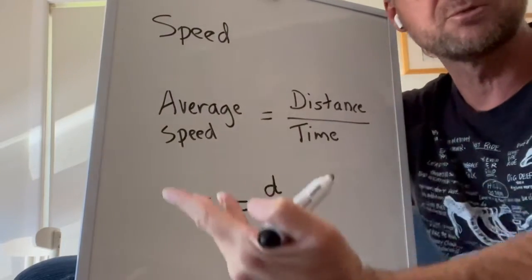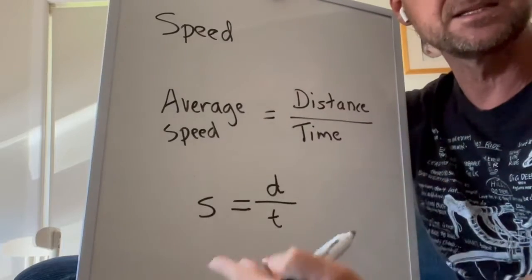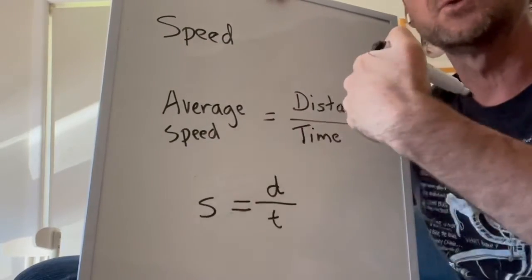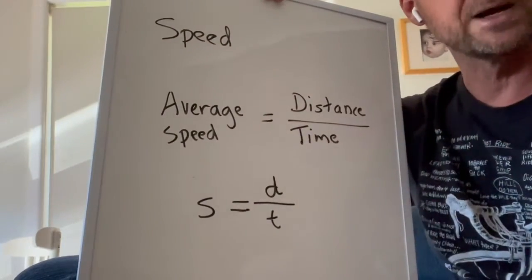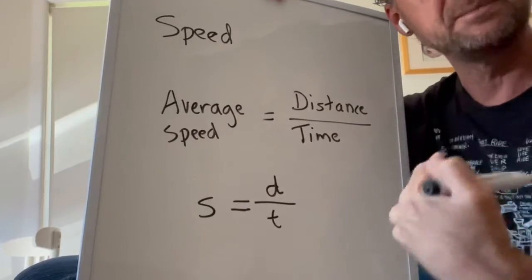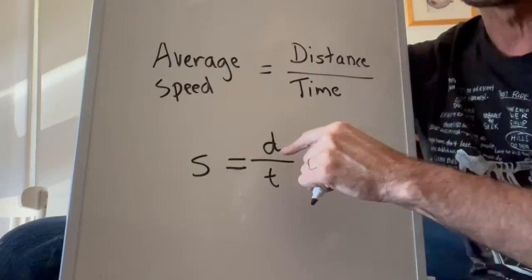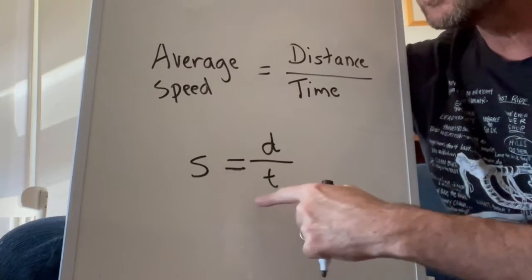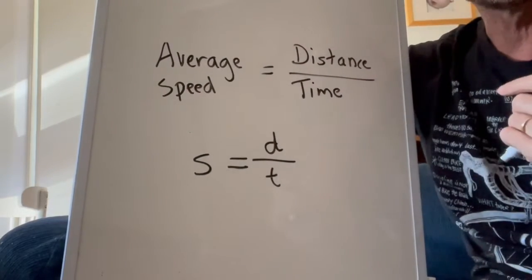So if you were running 100 metres and it took you 10 seconds, then that would be the time taken. If you were driving from Melbourne to Ballarat and it took you 1 hour, then 1 hour or 60 minutes would be the time taken. So this builds for us the formula S equals D over T.